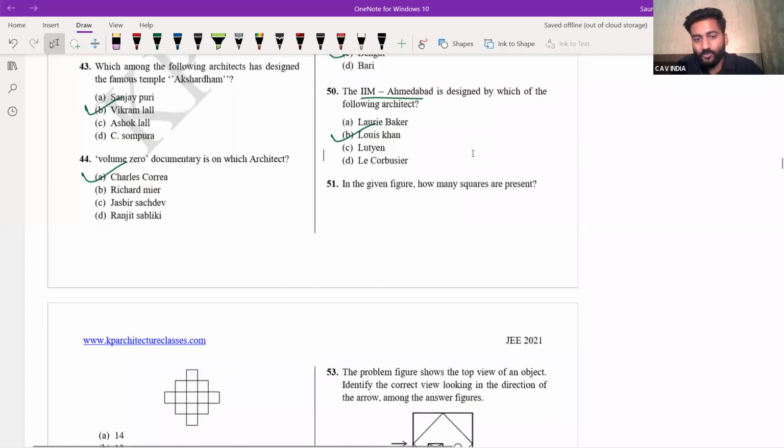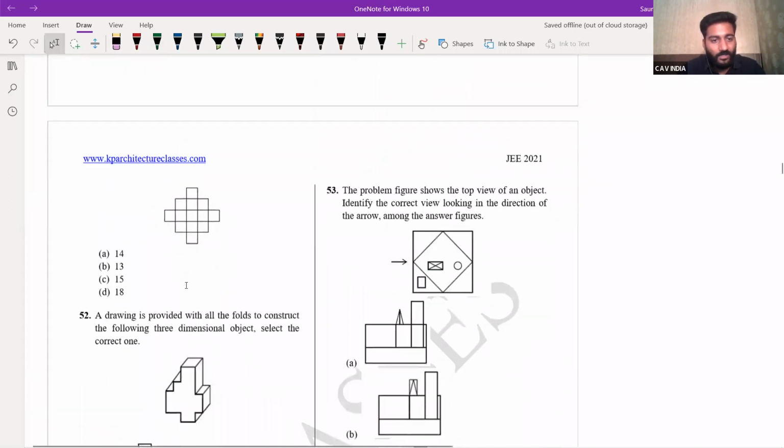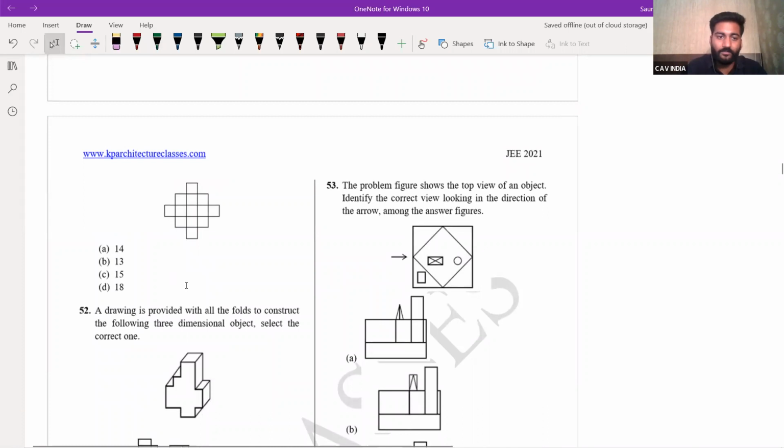Next category of questions, let's say, how many squares are present. These are the kind of questions in which you can actually score all the good marks. First, when you have to count the squares, you need to identify the different types of squares that are present. One category is these small squares. You can count all of them. You will find 13 such small squares.